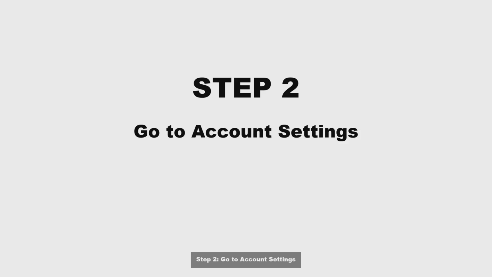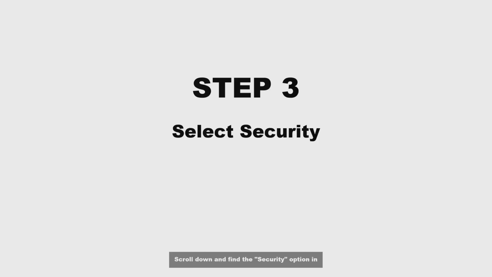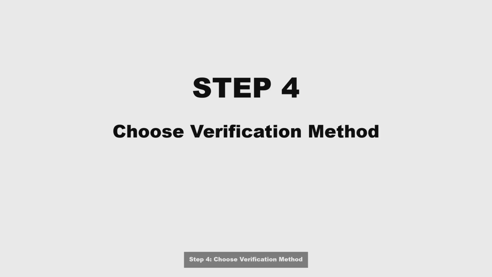Step 2. Go to Account Settings. Tap on your profile icon or the account tab located in the top right corner of the screen. This will take you to your account settings. Step 3. Select Security. Scroll down and find the Security option in the Settings menu. Tap on it to view your current verification methods.